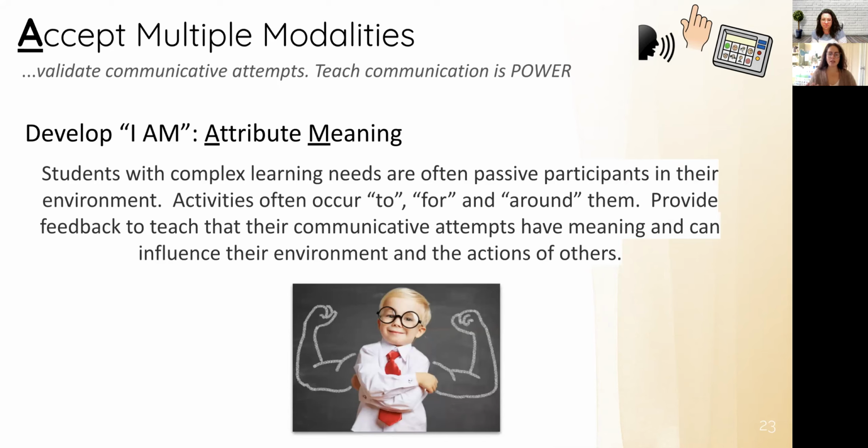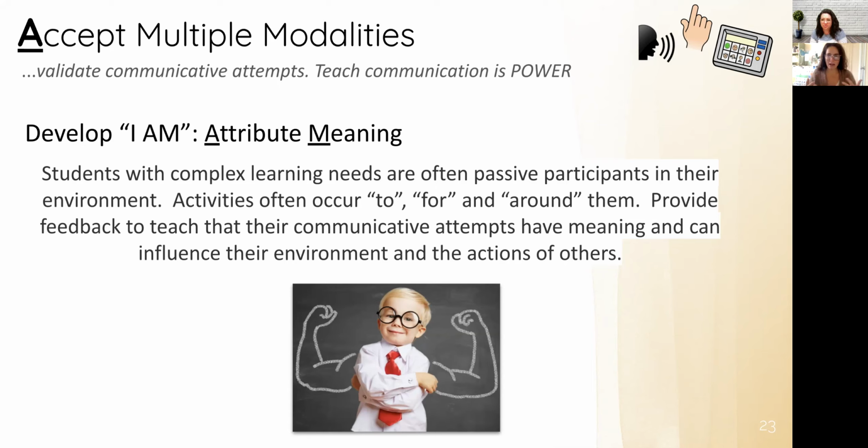So we might be doing activities to the student, for the student, or around the student. Maybe we're not doing a really great job of including the student and giving the space for them to become an active participant within this learning environment. So we need to take a step back and see how we are making sure that we are getting students involved here. We need to provide feedback to teach that these communication attempts have meaning.